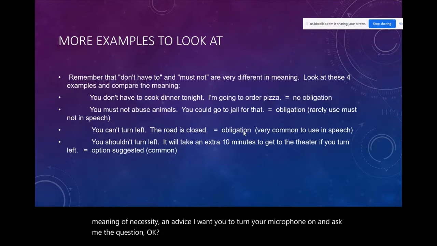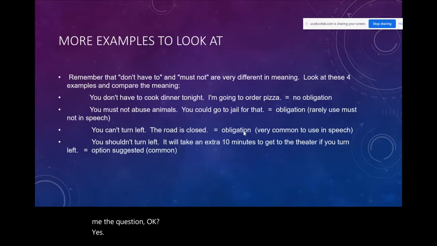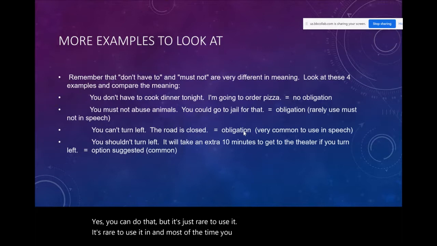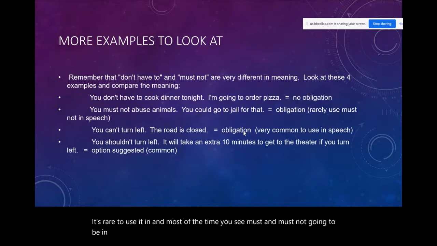Yes, teacher. About must not, I have a question. Yes. Can we use a contraction with those words? Can I say mustn't? Yes, you can. You can do that, but it's just rare to use it. It's rare to use it in speech. Most of the time you see must and must not, it's going to be in a written form.